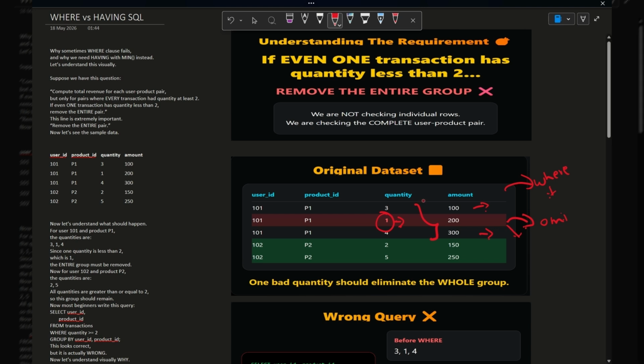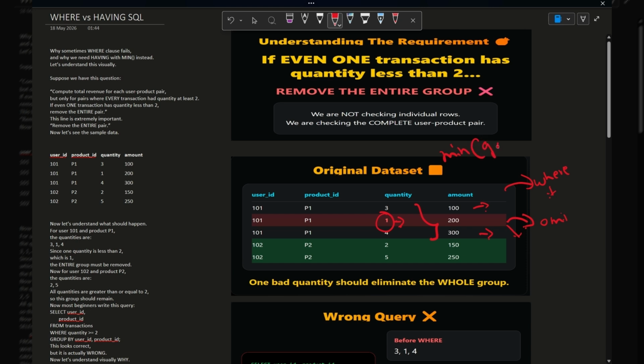So there is a simple line that gives more clarity: when we want to do the filtering on each row of the group after the aggregation, then we need to use the HAVING clause. But if we want to execute the filtering condition on each row of the input table, then we need to use the WHERE clause.